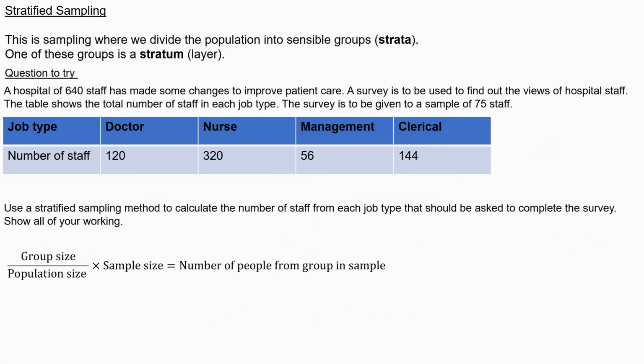Here's a question for you to try. Please pause the video now and have a go at it, and when you're ready for the answers, press play.